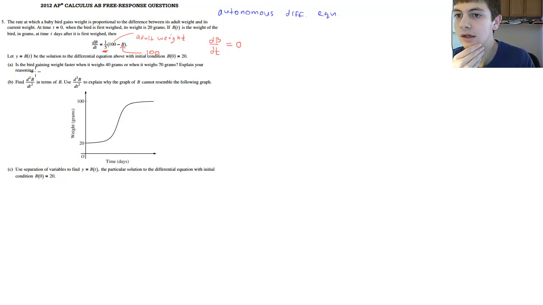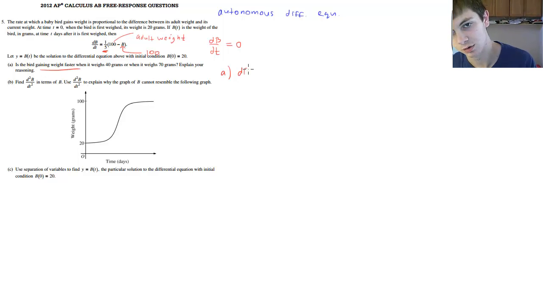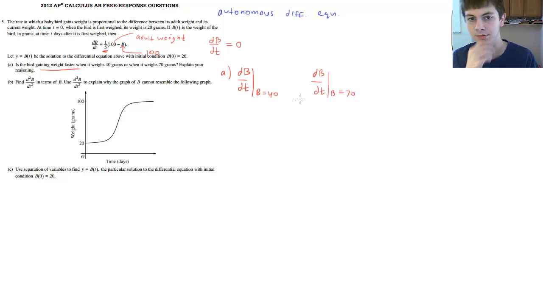Okay, so part A says, is the bird gaining weight faster when it weighs 40 grams or when it weighs 70 grams? Explain your reasoning. So gaining weight faster: we're going to look at its rate of change of weight, which is by definition dB/dt. So let's look at dB/dt at B equals 40 and dB/dt when B equals 70. That's the autonomous part. Now we're just going to plug numbers in here, and the 1/5 is always going to be the same.